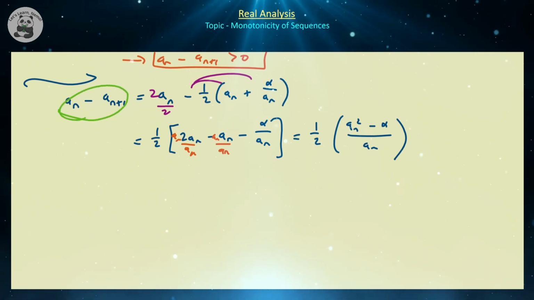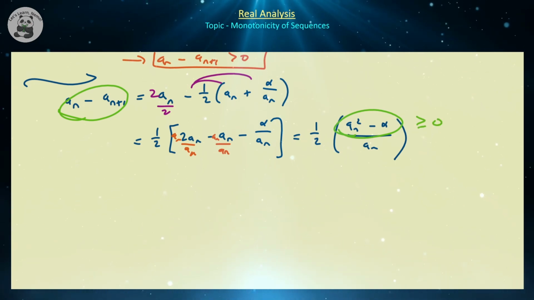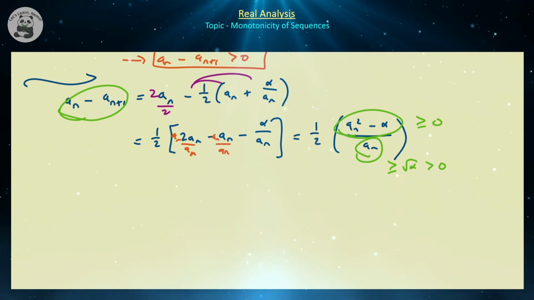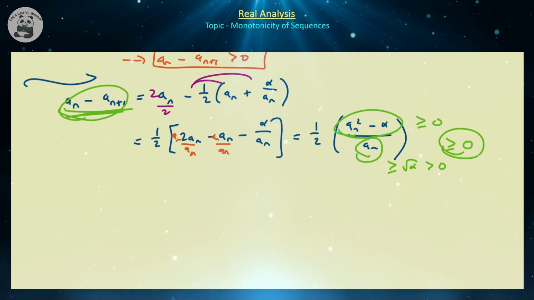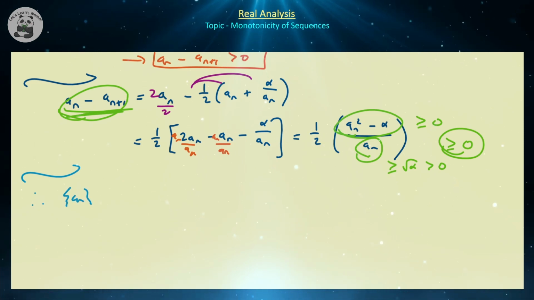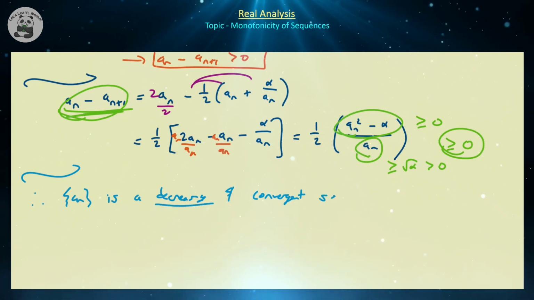Because we're trying to show that this is greater than 0. Right? And we've already proven that this sequence, a_n squared, is bounded below by alpha, which means that the top is going to be greater than or equal to 0. Right? And we already know that a_n is also going to be greater than or equal to the square root of alpha, and that's going to be strictly greater than 0 because alpha is chosen to be positive, so the square root can't be 0, right? So we have a non-negative divided by a positive, so that's obviously going to be greater than or equal to 0 for the difference between these two terms. Right? So what we have here is that the sequence a_n is decreasing and also bounded below and moreover convergent. So it's a decreasing and convergent sequence.